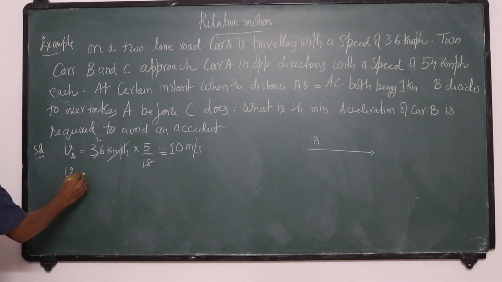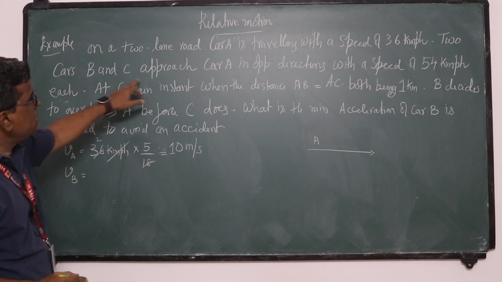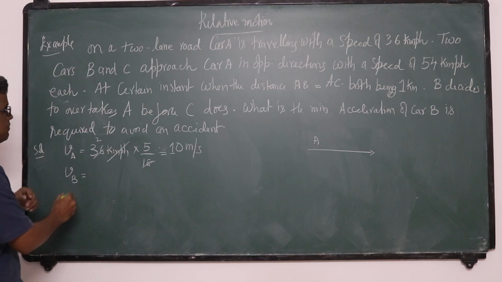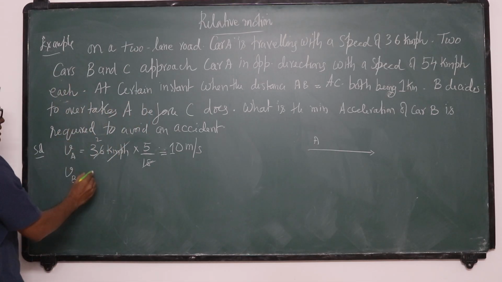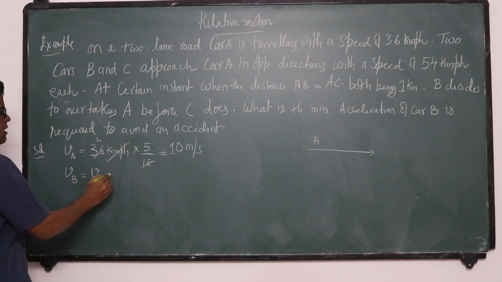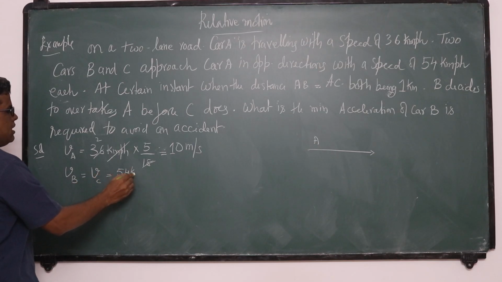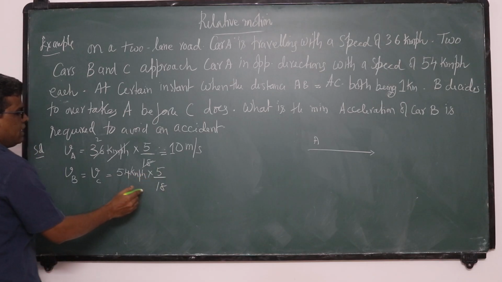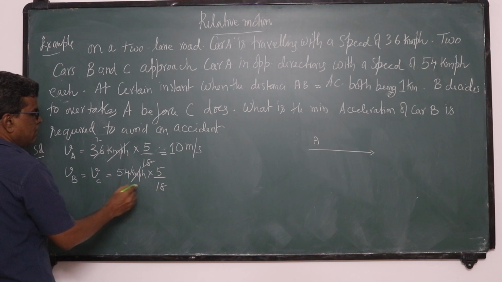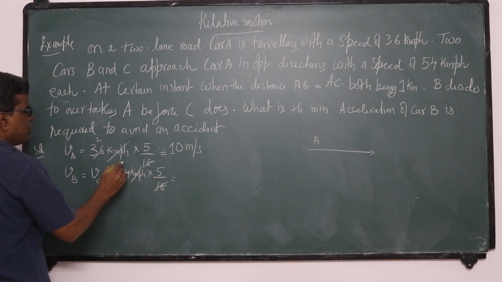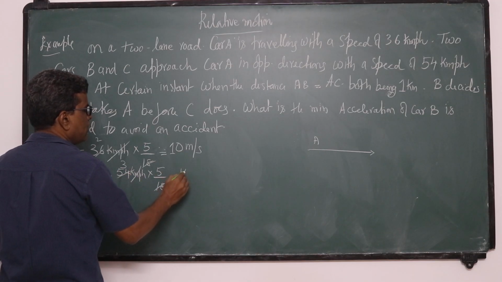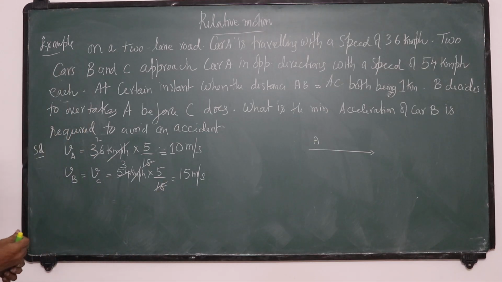B and C approach car A in opposite directions with a speed of 54 kilometers per hour. The speeds of B and C are the same, 54 kmph. Convert into meters per second by multiplying with 5 by 18. 18 threes are 54, 3 into 5, 15 meters per second. That is the speed of car B.